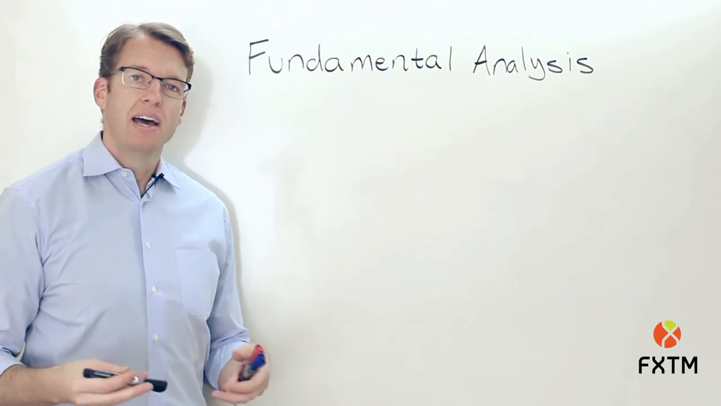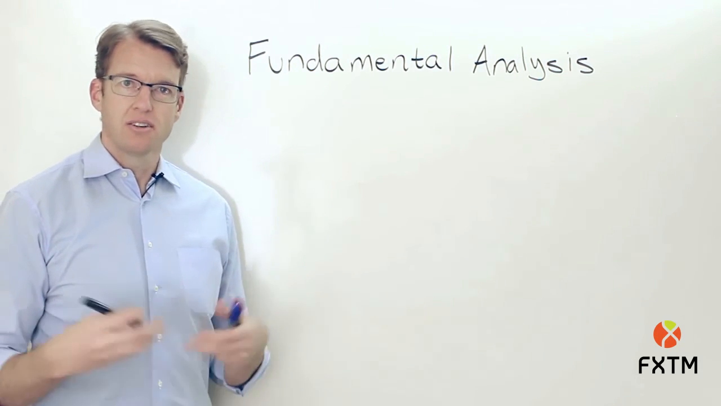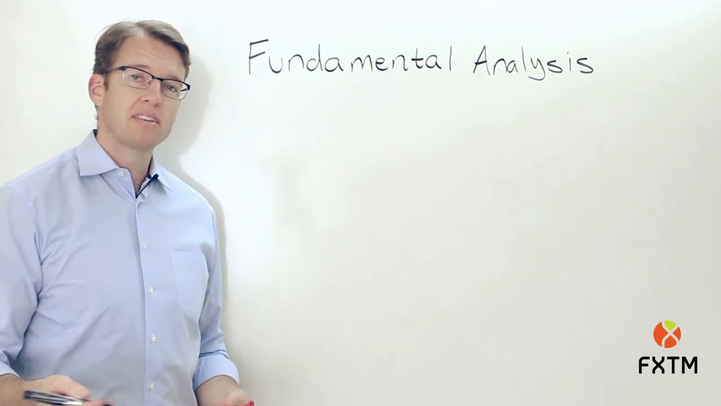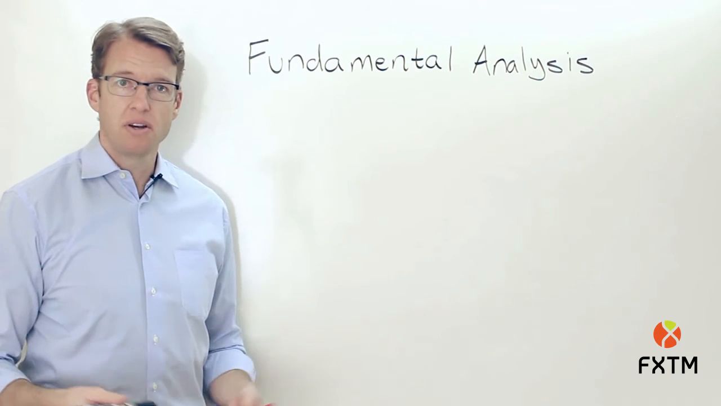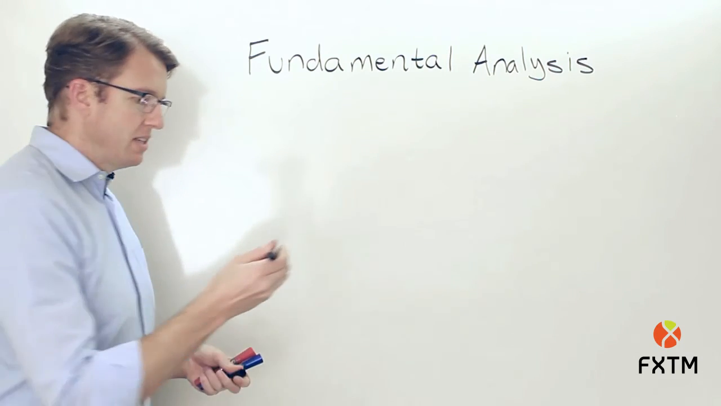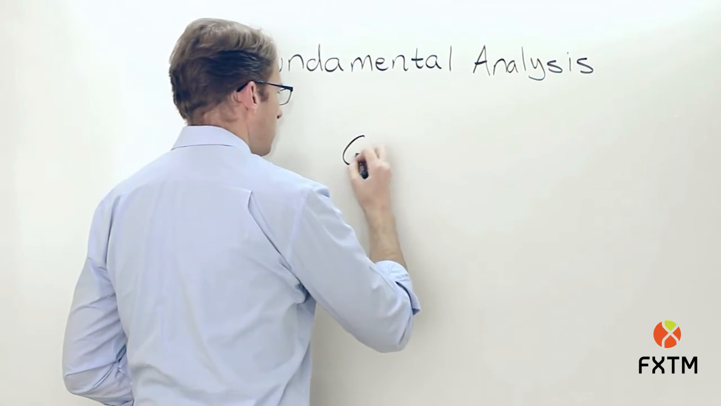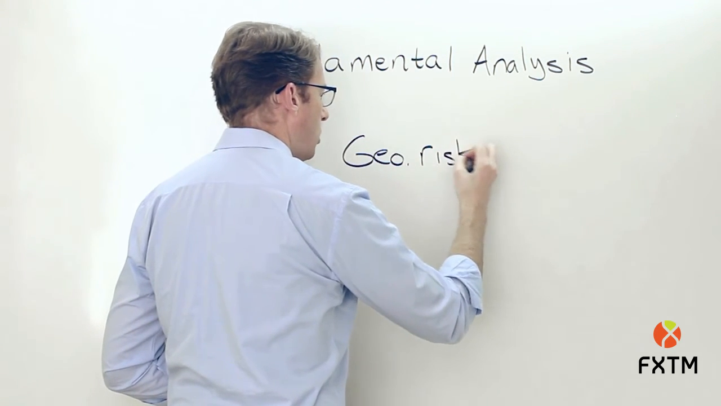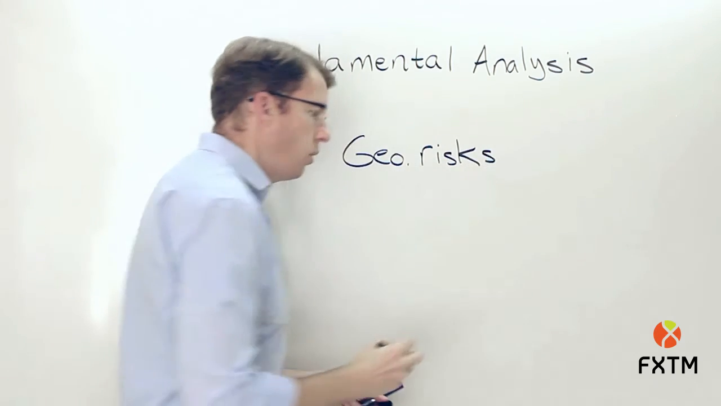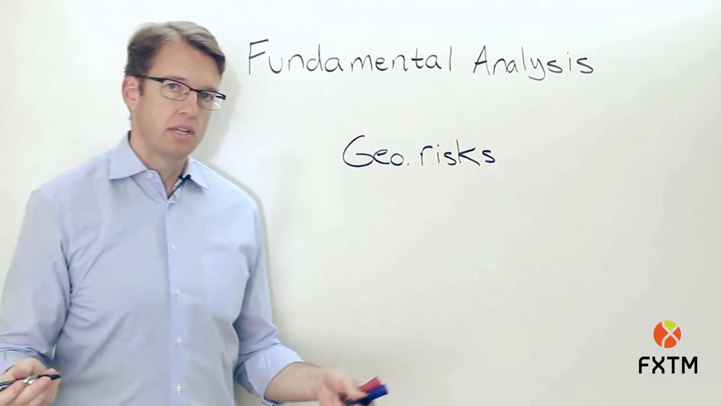But we need to think about how they affect currencies and currency values so we can understand the impact that they might have on the stability and the strength of the underlying trend of the currency pair that you're trading. So the first one of these is geopolitical risks. So this would obviously include war or the threat of war or other issues, so civil unrest as well.